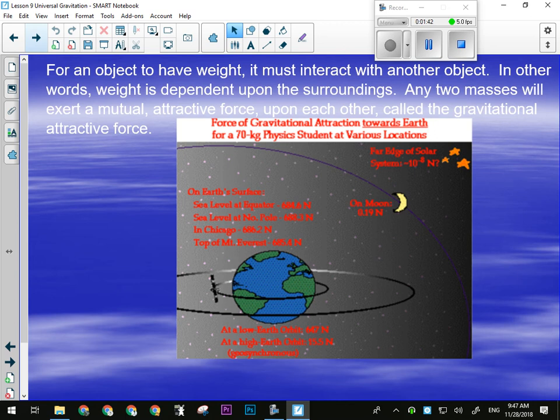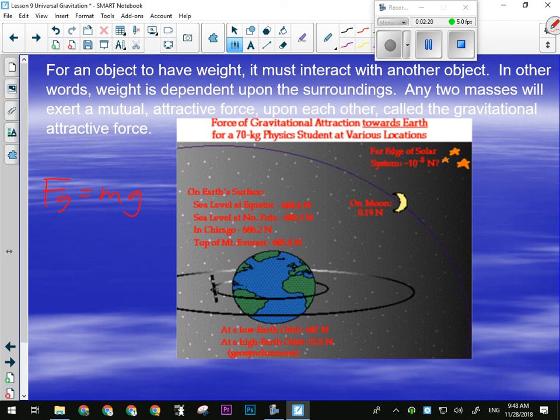So for an object to have weight, for us to feel it, or to have it, it has to be interacting with another object. Up until now, we've always looked at gravity based on its effect on the small object, because it's always been the Earth's gravity that has been pulling on the object. That is a very simplified view of what actually happens. Gravity is actually a mutual attraction between two objects.